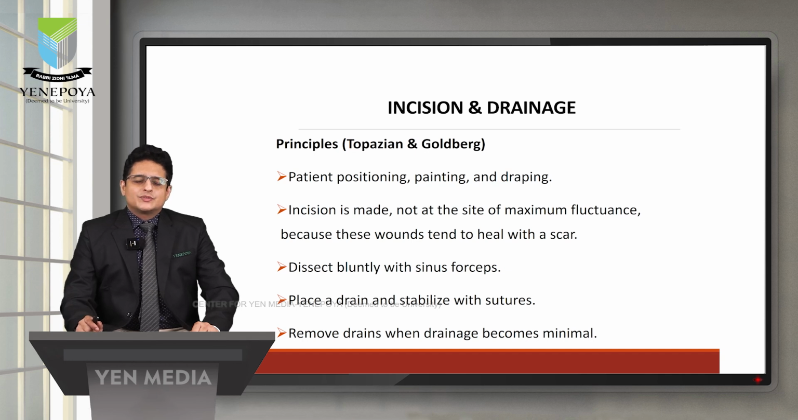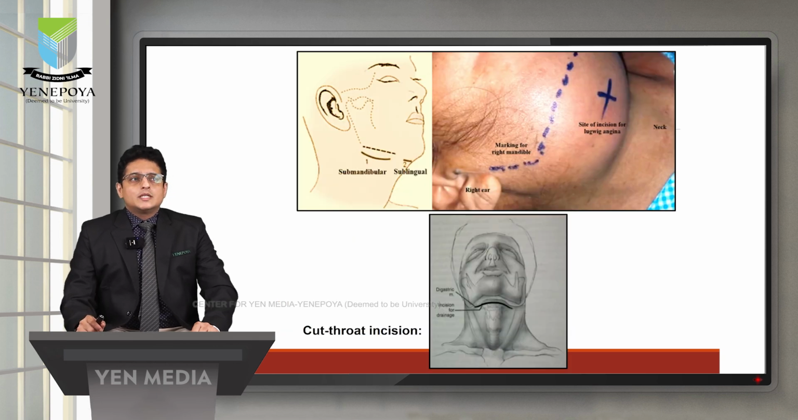Blunt dissection with the sinus forceps is done. Place a drain and stabilize with sutures. Remove the drain when the drainage becomes minimal. Usually a submandibular bilateral incision is placed along with a submental incision in the midline. This is done for aesthetic purposes.